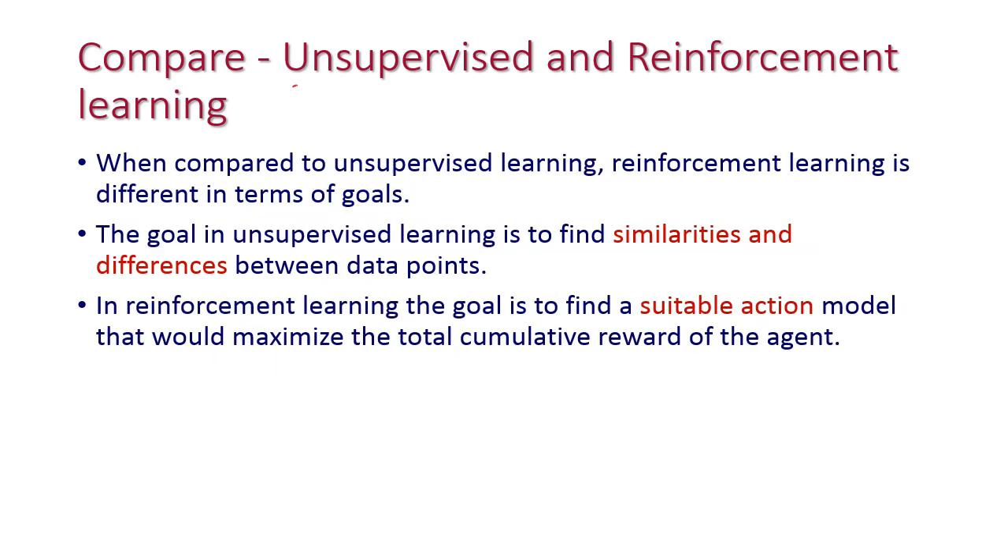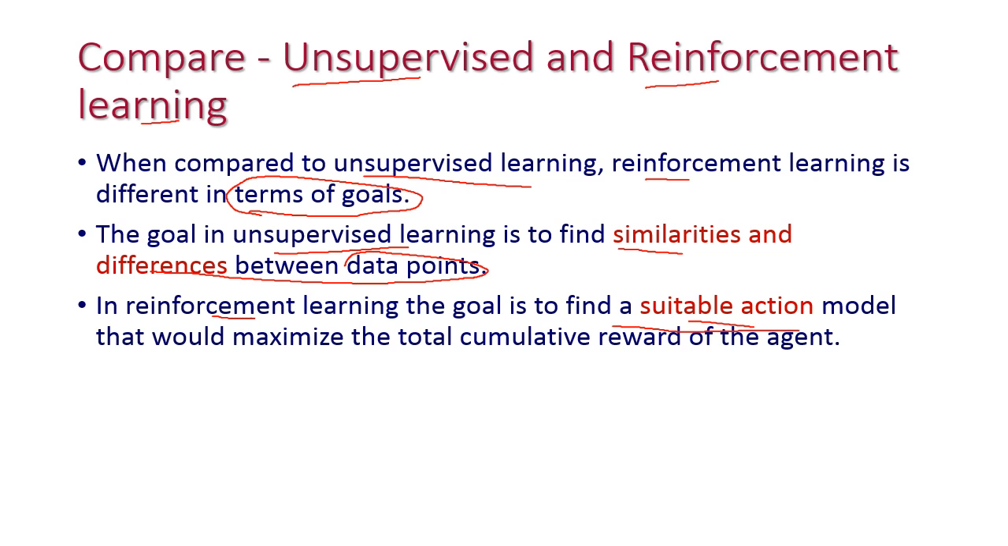Comparison between unsupervised learning and reinforcement learning. When compared to unsupervised learning, reinforcement learning is different in terms of goals. The goal in unsupervised learning is to find similarities and differences between data points. In reinforcement learning, the goal is to find a suitable action model that would maximize the total cumulative reward of a particular agent. So here we need to maximize the reward points in reinforcement learning. And that's all about the introduction to reinforcement learning.